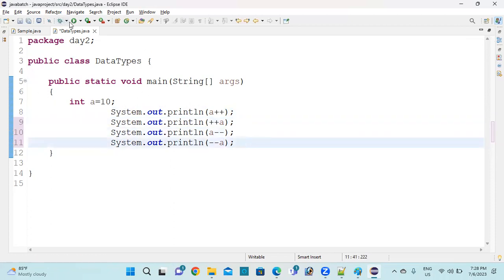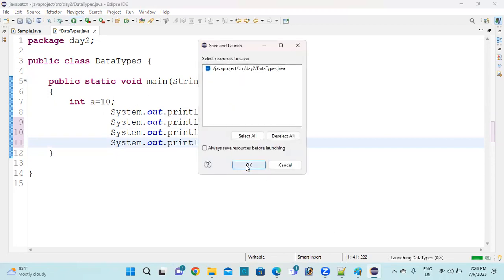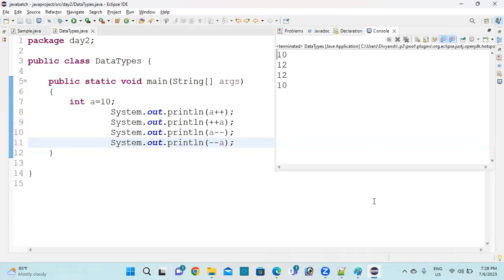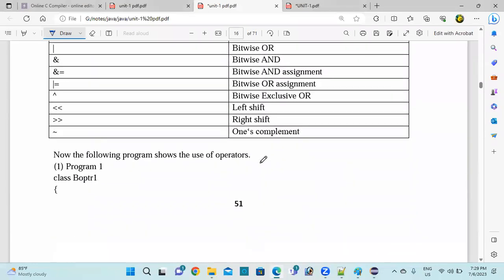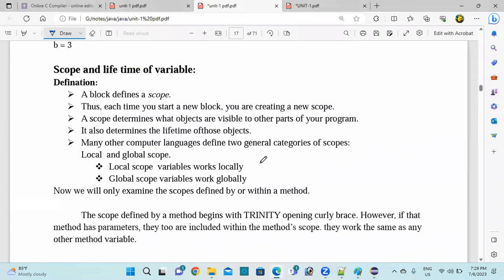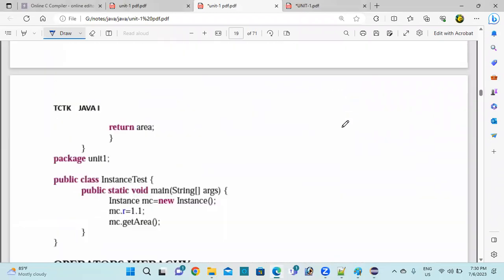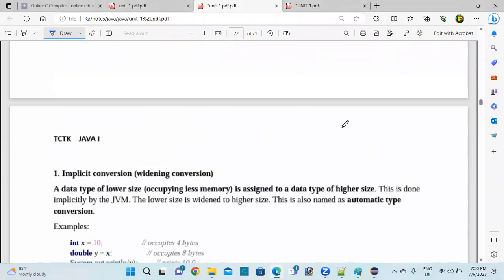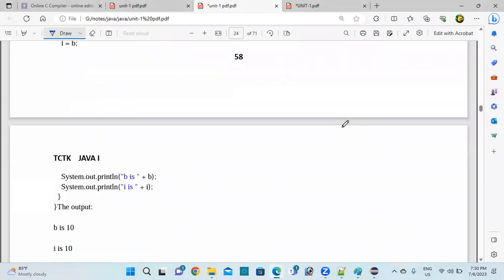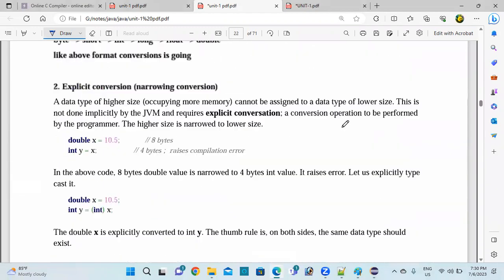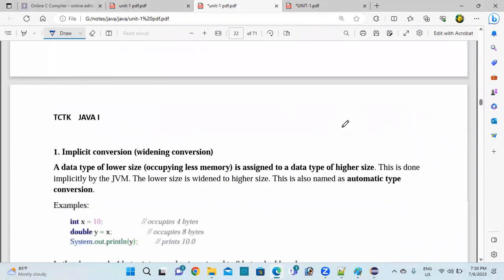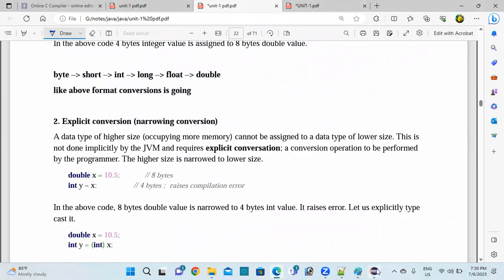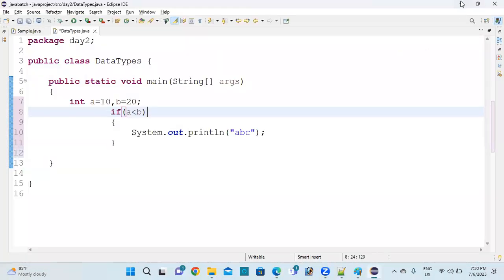So like this, you can solve any problem, students. So successfully, we completed all the operators. Yes, bitwise operators we successfully completed. Now we'll see the concept of type conversion. Type conversion we'll see tomorrow because it is a very big section.